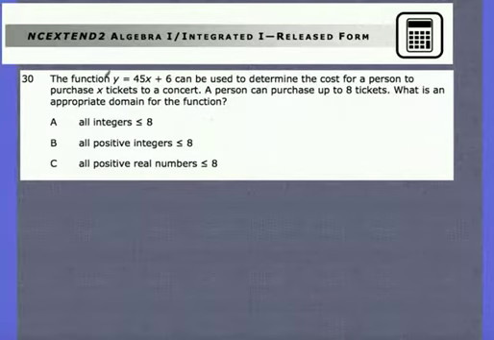Alright, so remember that domain means possible x values. So basically we want to know what values make sense for x. Now it says that x represents tickets, and we know that a person can only purchase up to 8 tickets, which means that we're going to have x is less than or equal to 8. All of the answers have less than or equal to 8, so what we have to figure out is which one makes the most sense.